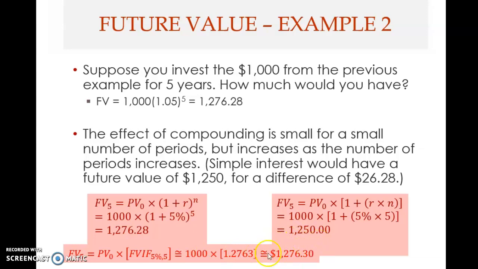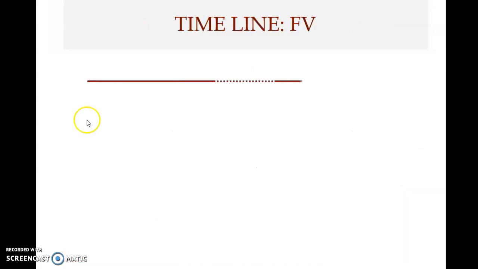you get 1276.30. Note that this is very close to this answer, and this is exact. This is not very precise, it is an approximation, because this is rounded. Therefore, it is always best to use the formula rather than the table. But you can use the table as a means to check your answer. Alright, so this is how you get this. And now let's demonstrate this on a timeline, in the same problem.